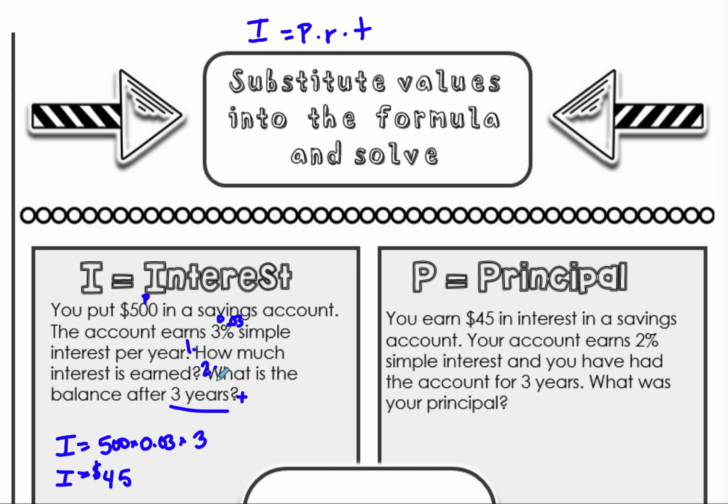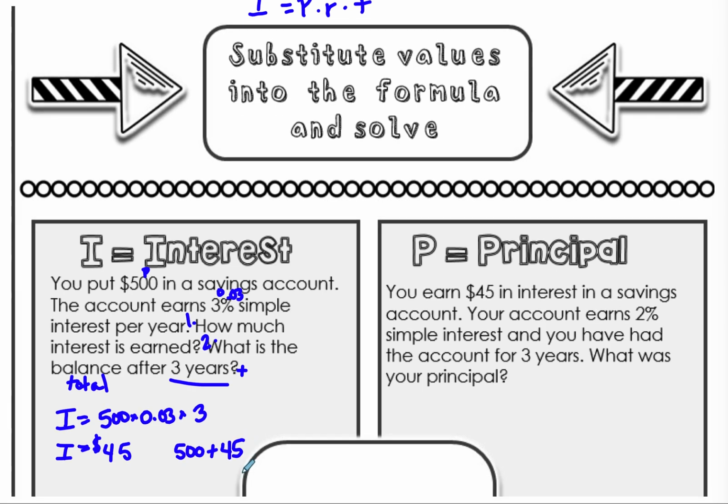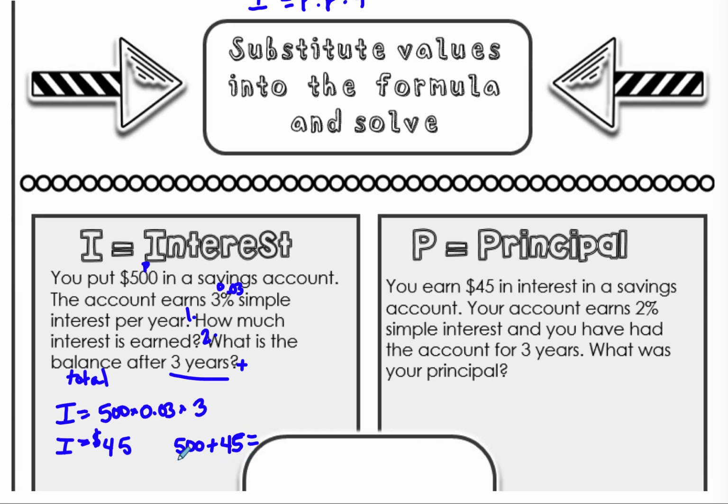And then the second one is, what is the balance? Balance means the total amount of money. So to figure out that total, we have to add our parts. So 500 to start plus 45, and we are going to get a total balance of $545. That means how much is in that bank at the end of 3 years.